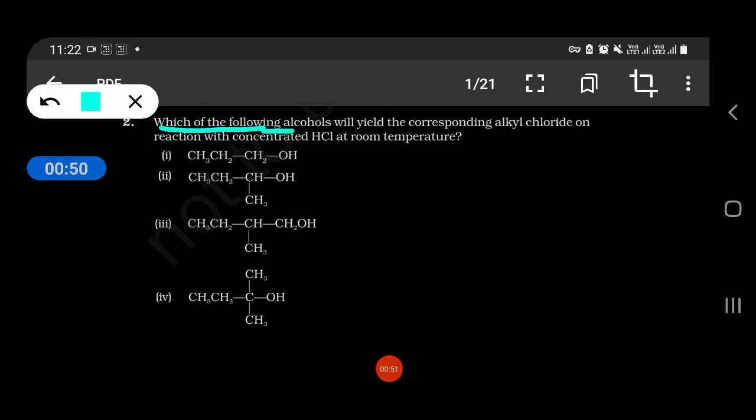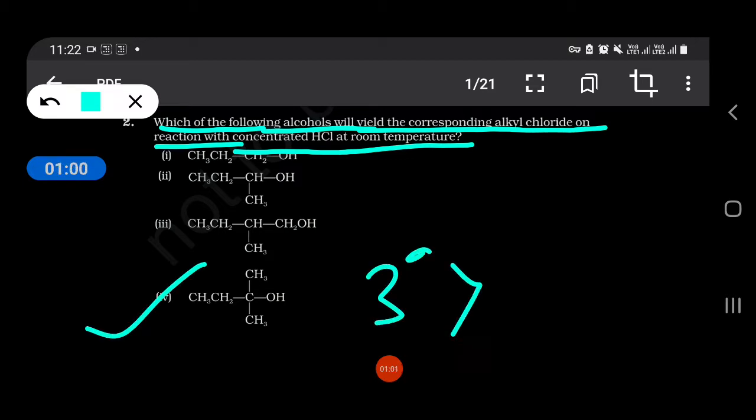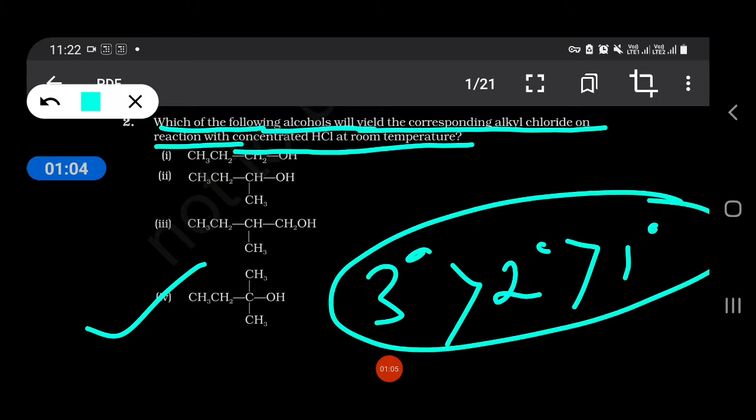Which of the following alcohols will yield the corresponding alkyl chloride on reaction with concentrated HCl at room temperature? So our answer is this, because 3 degree is more reactive than that of the 2 degree and 1 degree.